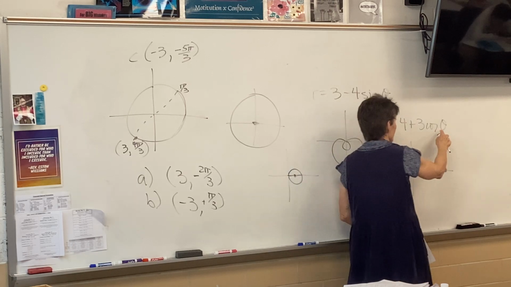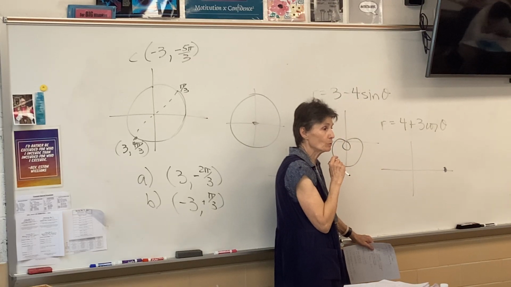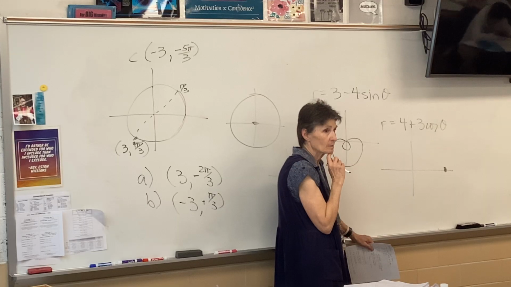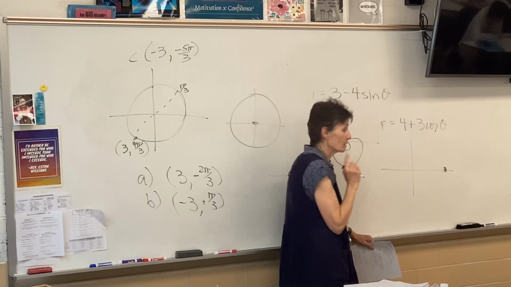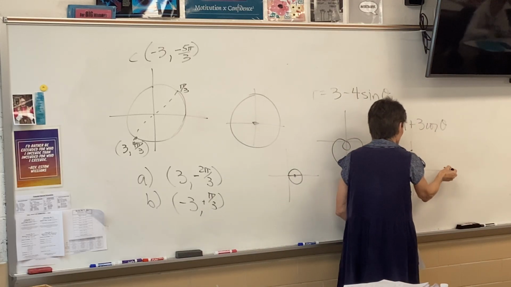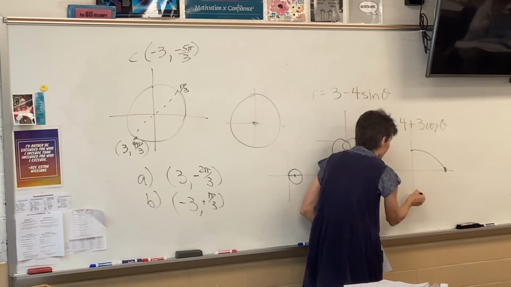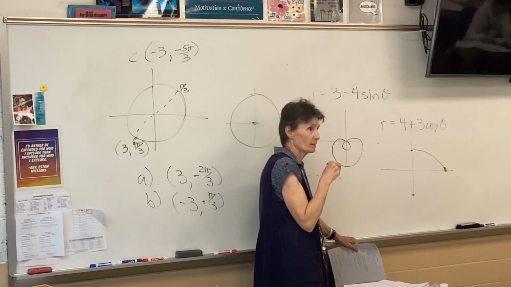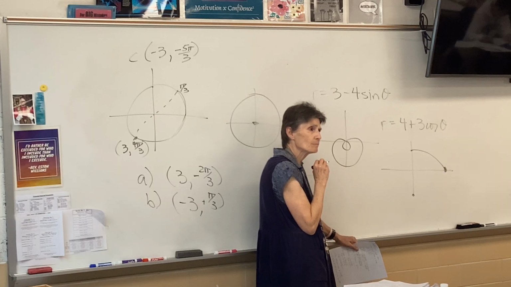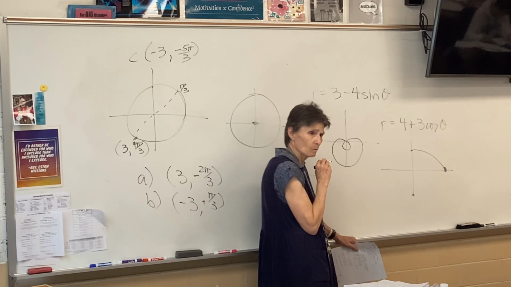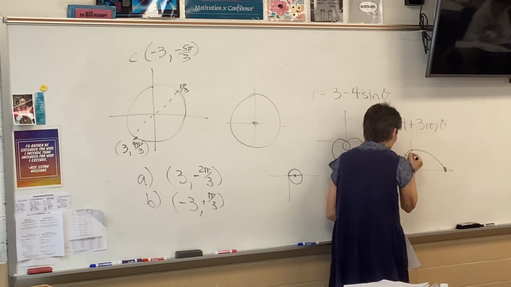Well, if you put in pi over 2, what do you get? Don't you get 4? You're up here at 4. What if you put in 3 pi over 4 and you're still at 4, 3 pi over 2, you're still down there? What if you put in pi? Where are you if you put in pi? You're at 1. That's where your dent is.